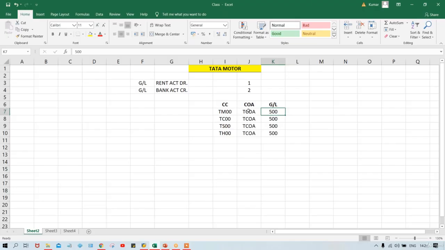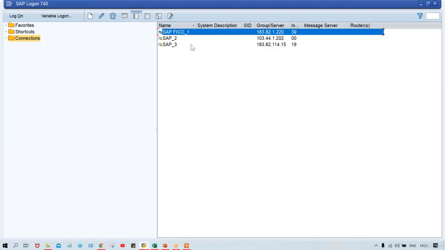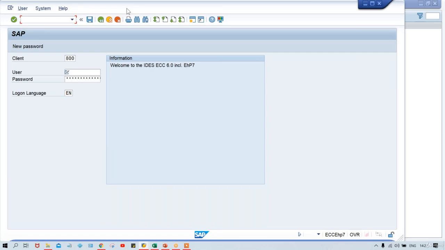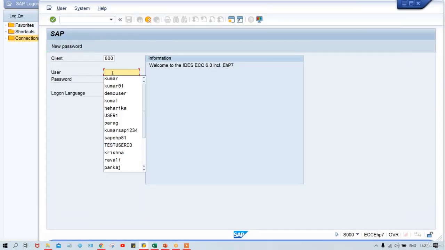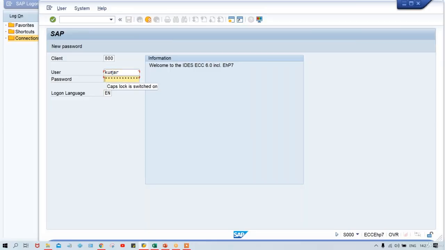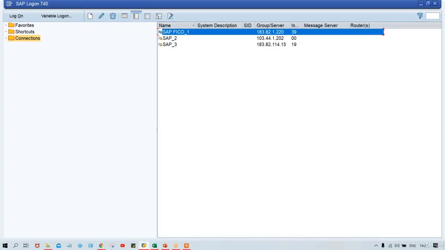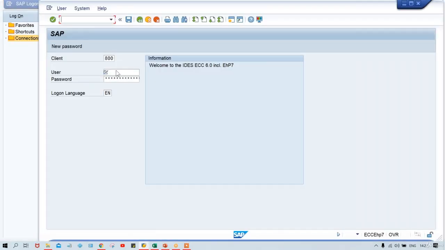Now I'll just do one thing. I will create the chart of account. How to set up a chart of account, guys? Let me log in here. So now let me log in, guys.